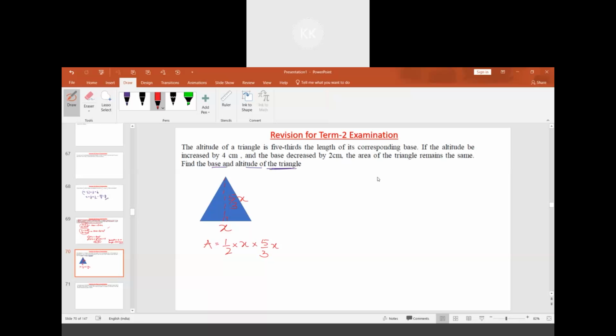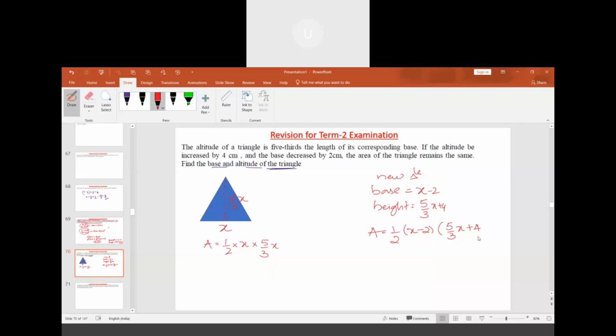Now for the new triangle, the base will be decreased by 2 centimeters, so x minus 2. And the height, the altitude, will be increased by 4, so 5 by 3x plus 4. So when you consider this into account, we have area equal to half into base into height: half into x minus 2 multiplied to 5 by 3x plus 4.